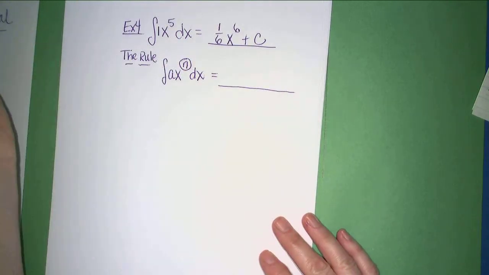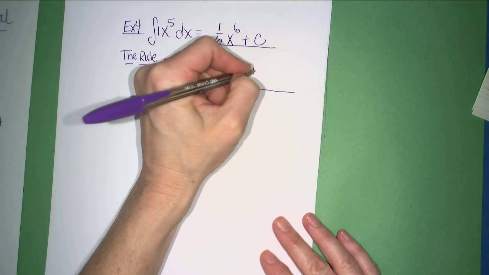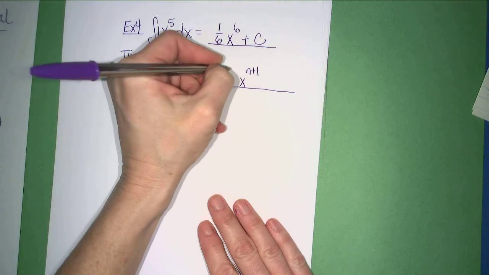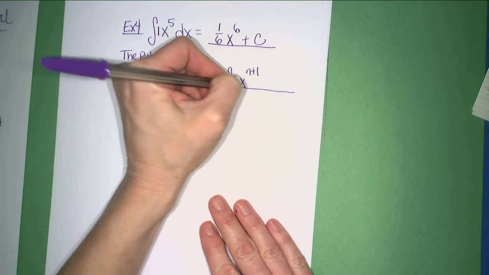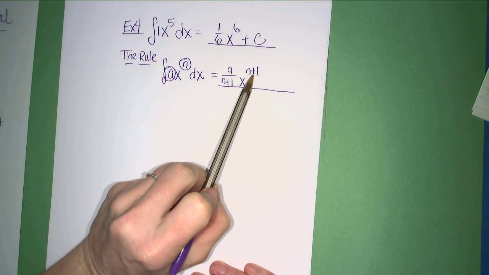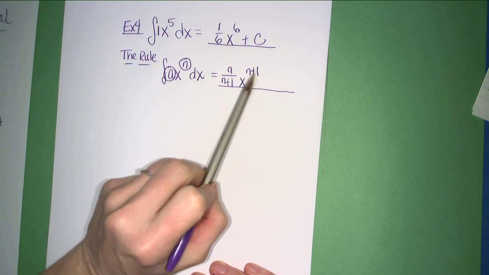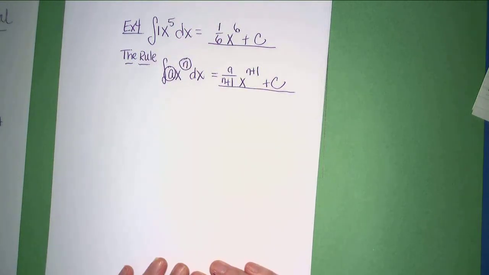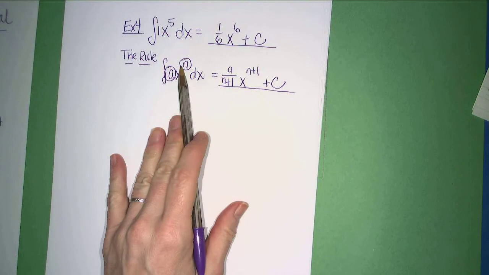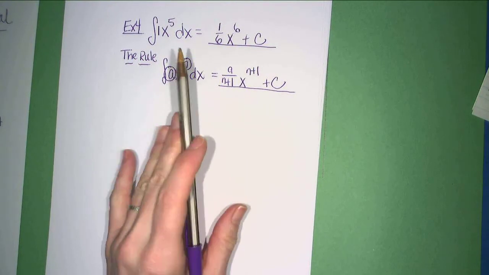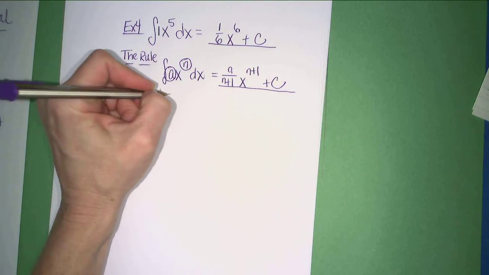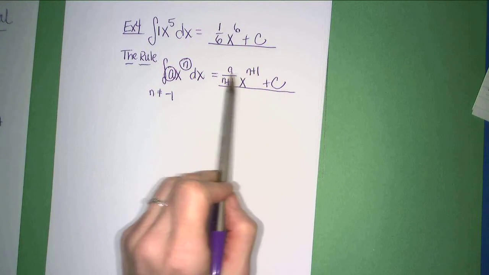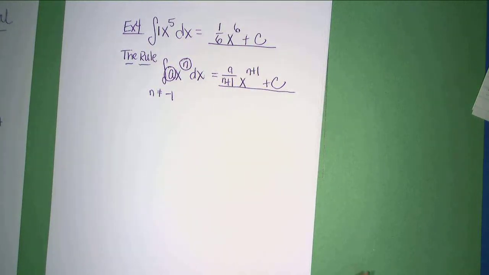add 1 to the current exponent, so x to the n plus 1, and then you're going to take the a and divide it by n plus 1. So whatever the new exponent is, you're going to put that new exponent underneath the current coefficient and then add c. One thing that you have to note here is that n cannot equal -1. Because if it did, -1 plus 1 would be 0, and that would create division by 0, which we can't do. So just note that.